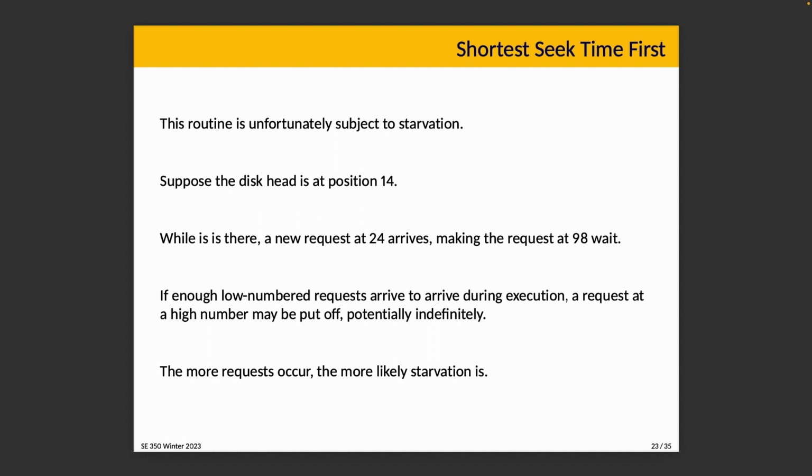How many requests we have determines how likely it is that starvation occurs. If we don't have very many requests, we will certainly get to all of them eventually. If we have a large number of requests, it dramatically increases the likelihood that a request that has to wait a long time gets to wait even longer.